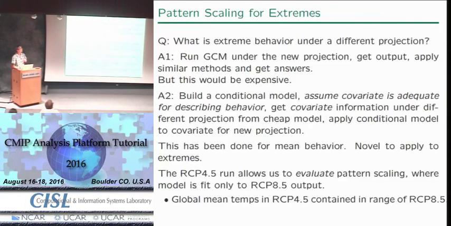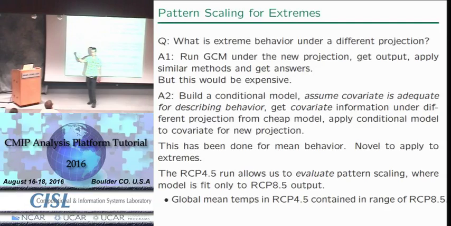Okay, I'm going to skip the pattern scaling idea, except to just say that because we were regressing on global mean temperature, we have this model which says, you give me a global mean temperature, I'll tell you what mu and sigma are for that year. And so I can produce a GEV distribution and tell you what the distribution of the annual maximum is.